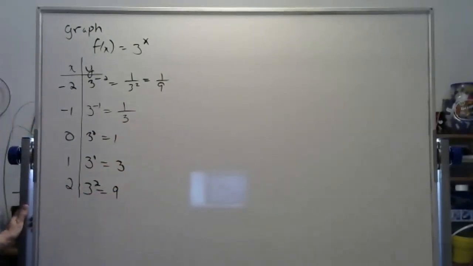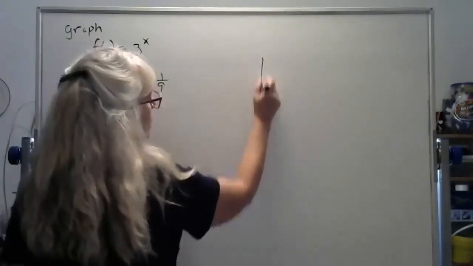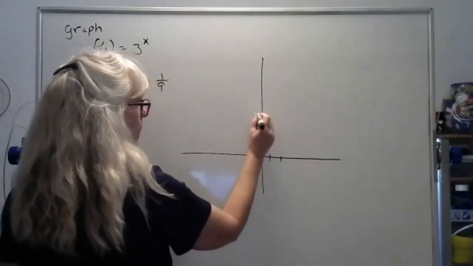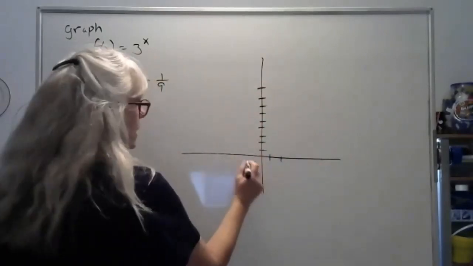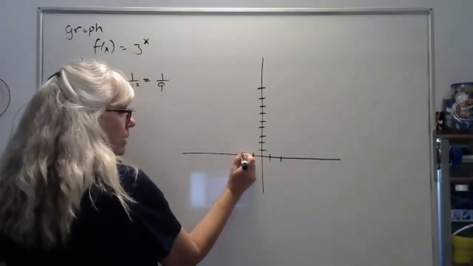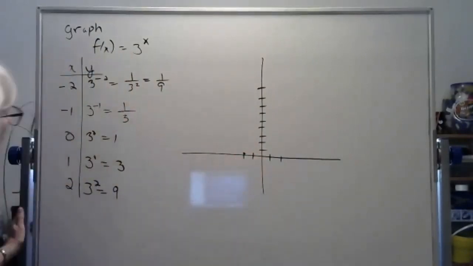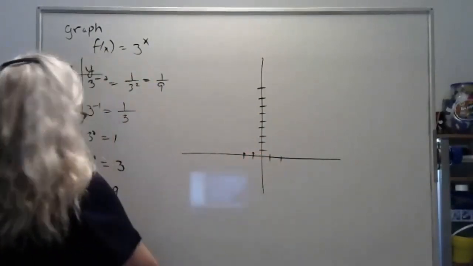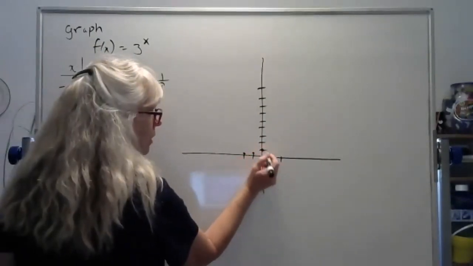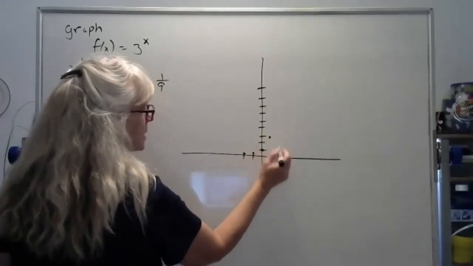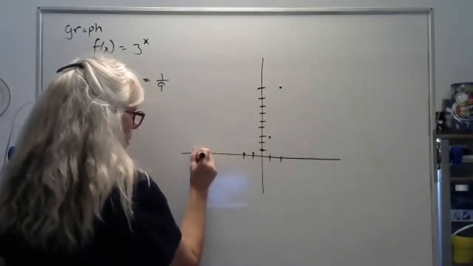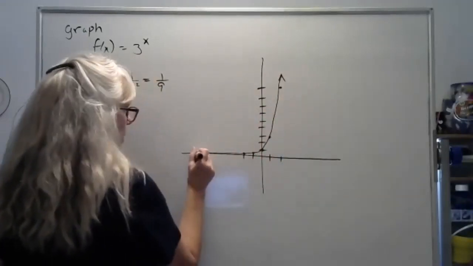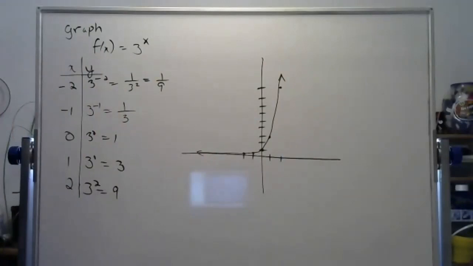So, okay, when I go to graph it, I have the point (-2, 1/9), so it's fairly close to the curve, or the axis. At -1, we're at 1/3, so still fairly close to the x-axis. We have the point (0, 1), we have the point (1, 3), and then at 2, we're clear up at 9. And once I have my 5 points in, I can come in and draw in my curve.